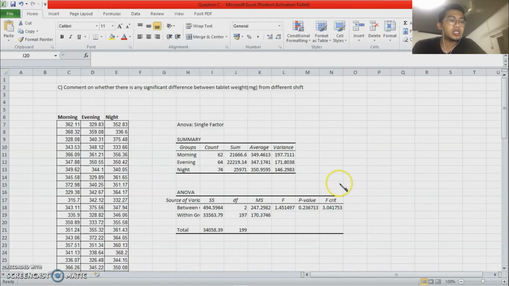Okay, we move to the second decision rule, which is reject H naught if the p-value is less than alpha. Since the p-value is greater than alpha, we use alpha 0.05, so there is not enough evidence to reject the H naught. The conclusion for the second decision is there is no significant difference between the tablet weight in mg for all shifts.